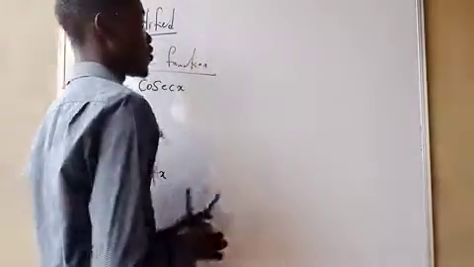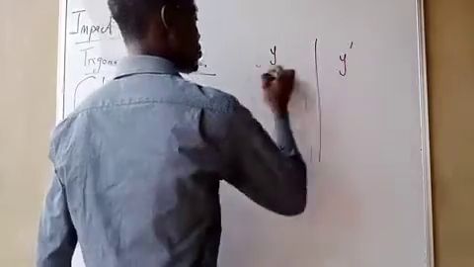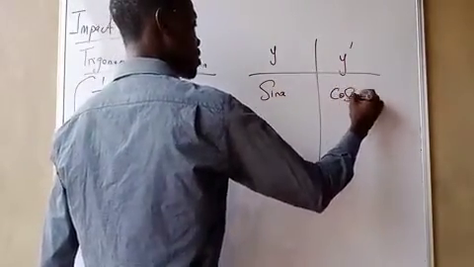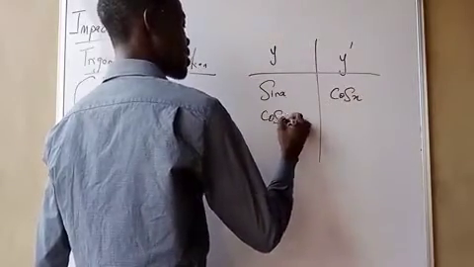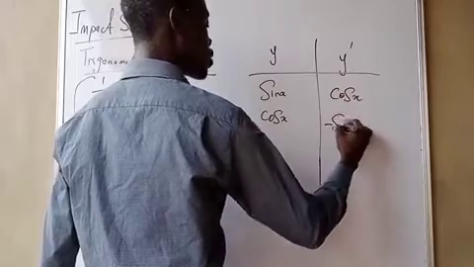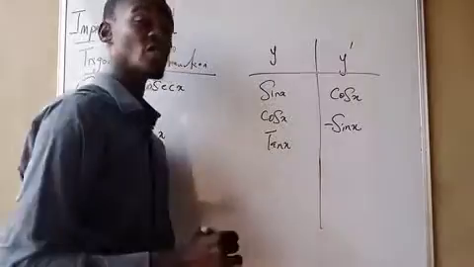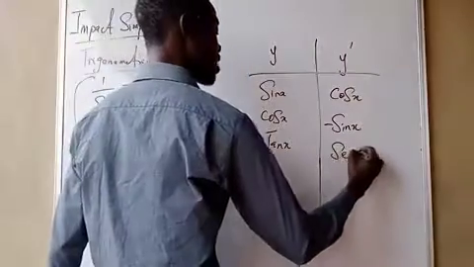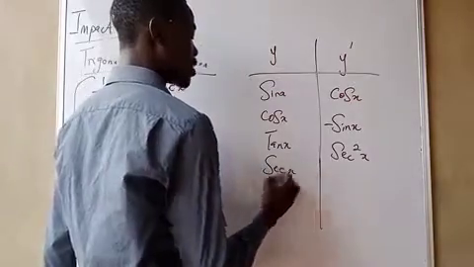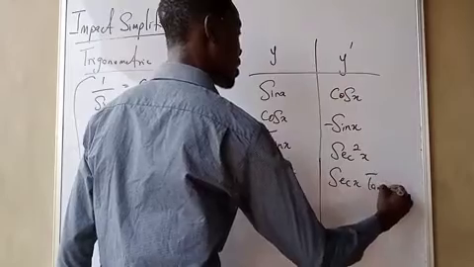We need to know that the differential of sine will give us cos x. Anytime we are differentiating cos x, the differential of cos x will give us minus sin x. Anytime we are differentiating tan x, the differential of tan x will give us sec squared x. Anytime we are differentiating sec x, the differential of sec x will give us sec x tan x.